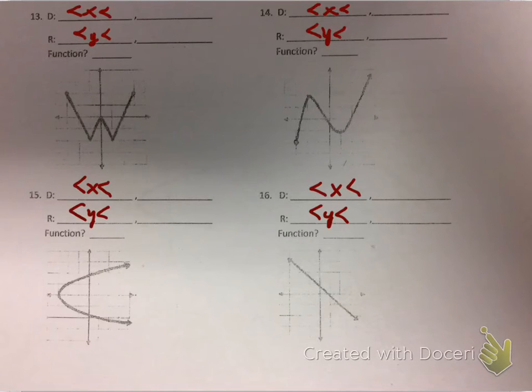Again, domain, furthest to the left, that's negative 4. And it's a closed dot, so it's equal to. Furthest to the right, positive 4. And again, equal to. So we're saying bracket, negative 4, comma 4, bracket. Range, lowest.